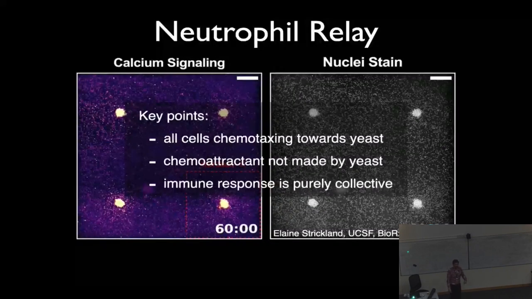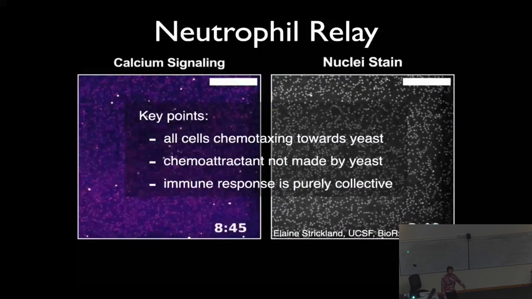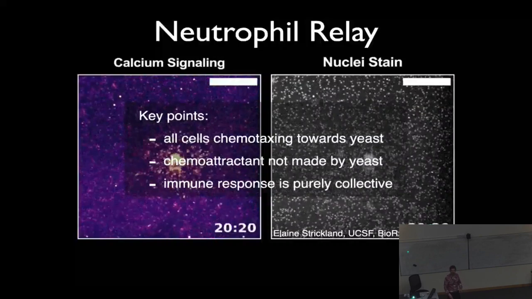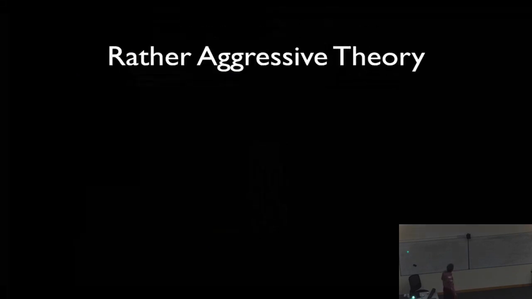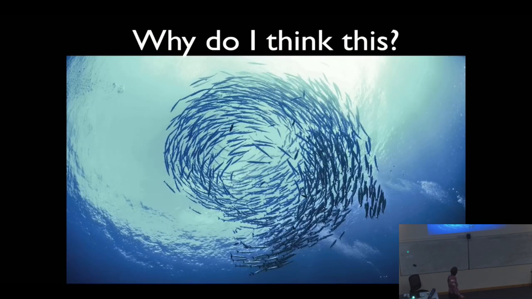So the immune response when your neutrophils are responding to something like this is a collective phenomenon. One immune cell is not much use. A bunch of immune cells can talk amongst themselves and decide how to fix you. So my rather aggressive theory is that actually there isn't single-cell chemotaxis in vivo. If you take a single cell and you put it in a device, it can chemotax. But my belief now is that any time you see cells chemotaxing, they respond to an attractant, but they also talk amongst their friends with chemoattractants, and the whole lot of them migrate together.